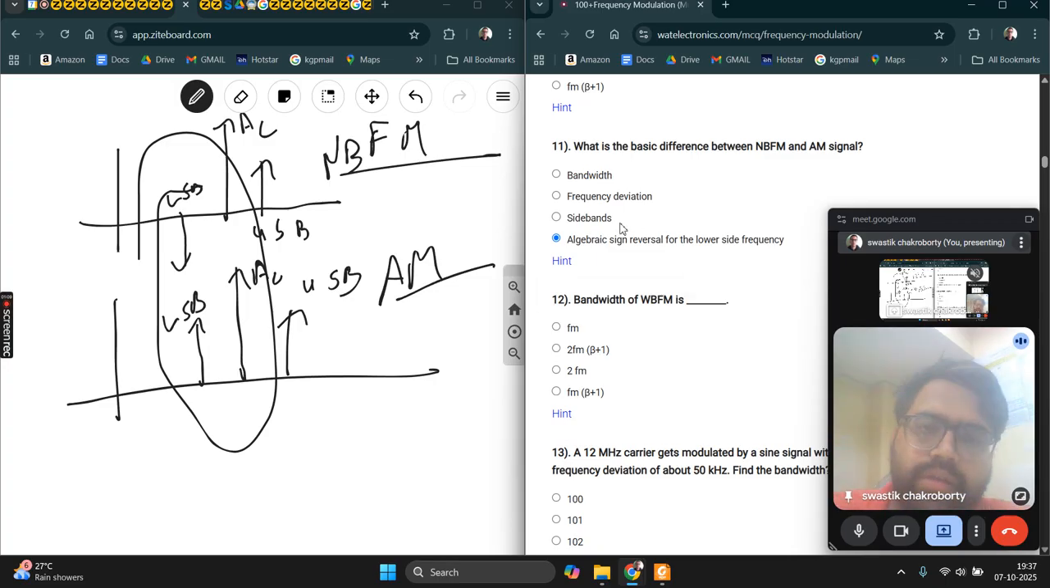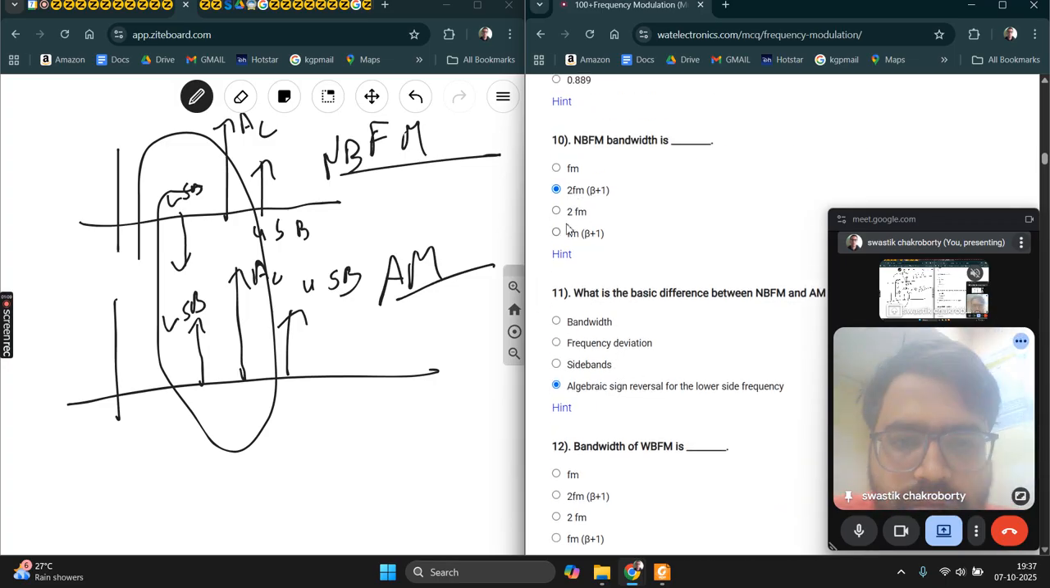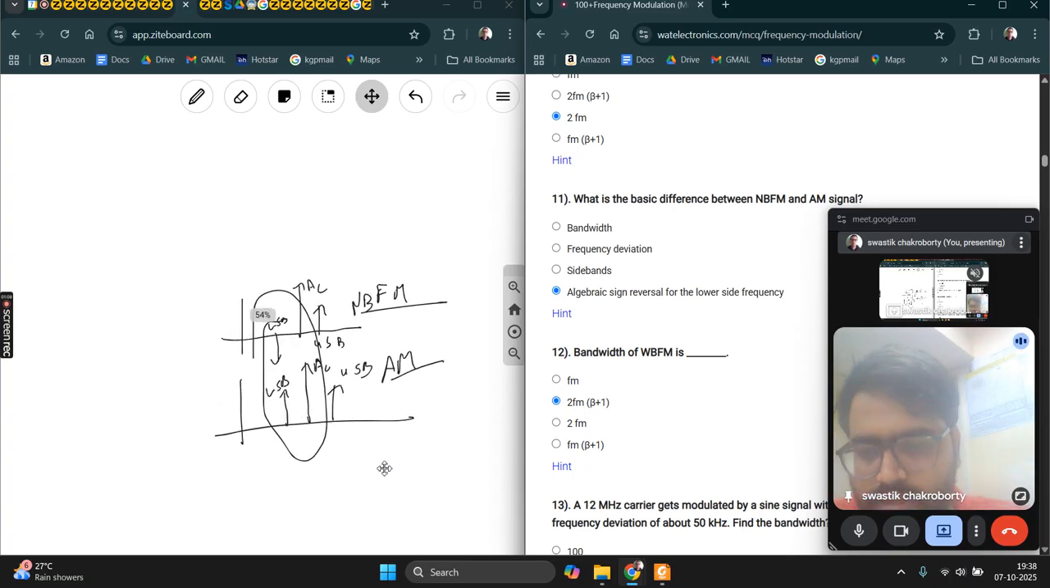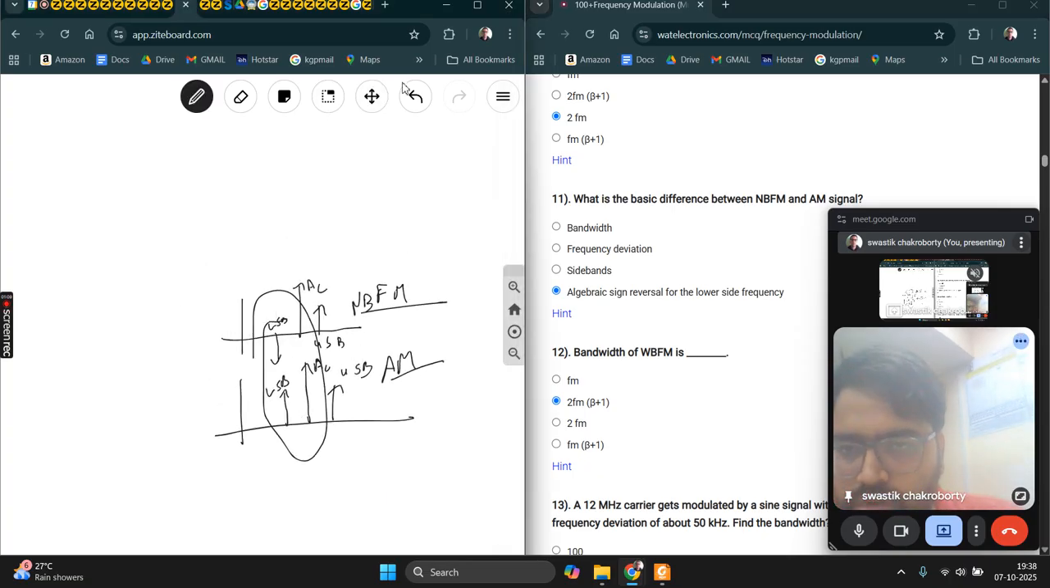Okay, here for narrowband FM, the bandwidth will be 2fm, and for wideband FM, it will be 2fm(β+1). Narrowband FM has the same bandwidth as amplitude modulation, which is 2fm.